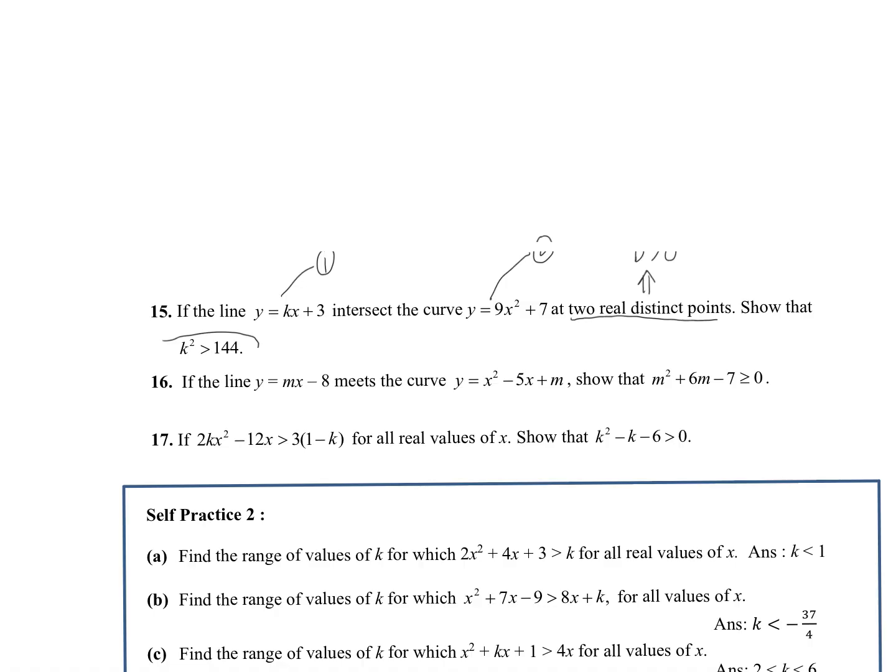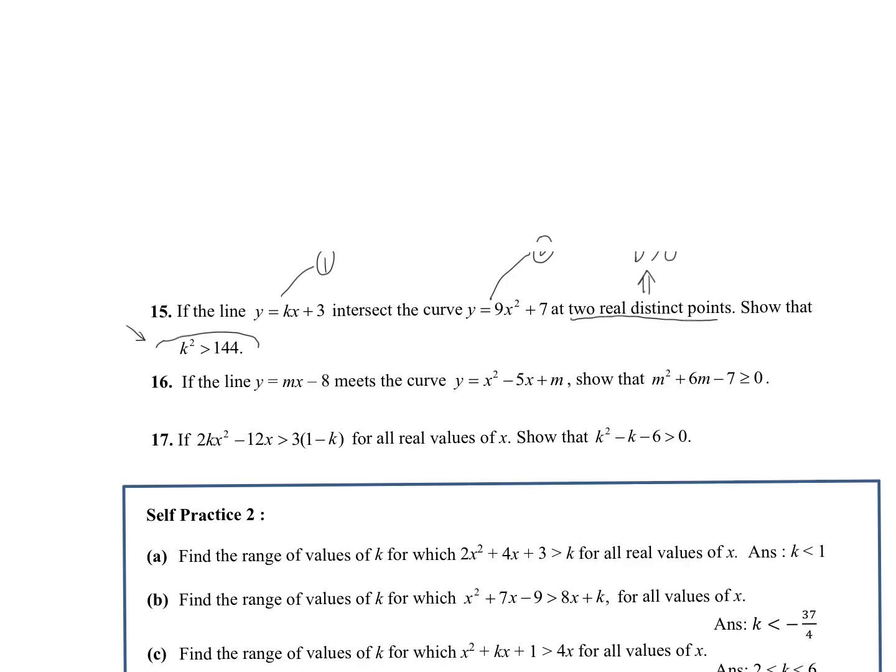So in your mind, you should roughly have the steps. Form the quadratic by substituting 1 into 2. Once you get the quadratic, discriminant is greater than 0, go and simplify until you show this. So in your mind, you should know what are the steps of solving. Same thing. I have this line and this curve.